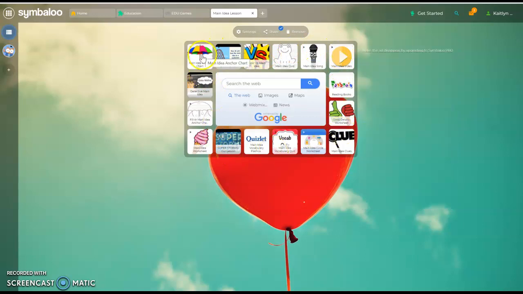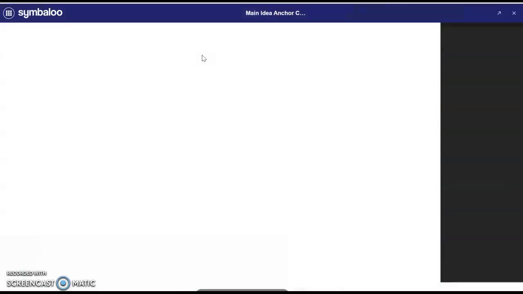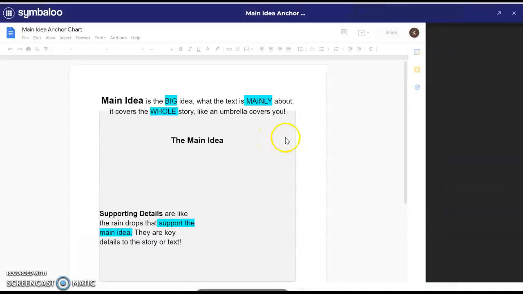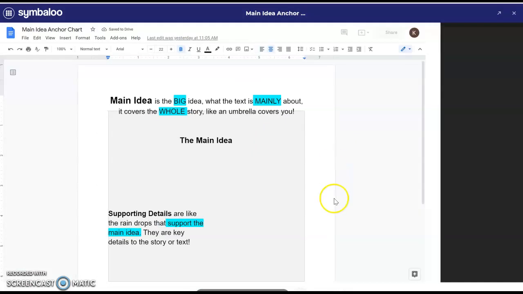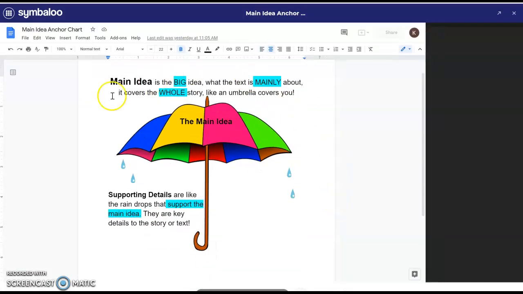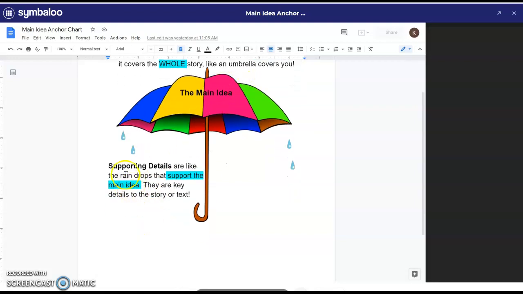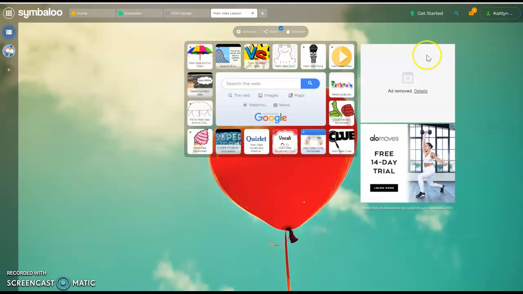So first we have our main idea anchor chart. Give that a little bit to pull up. And we just have this anchor chart. It says main idea is the big idea, what the text is mainly about. It covers the whole story like an umbrella covers you. And then the supporting details are like the raindrops that support the main idea. They are the key details to the story or text. So there's our anchor chart that is already filled out.